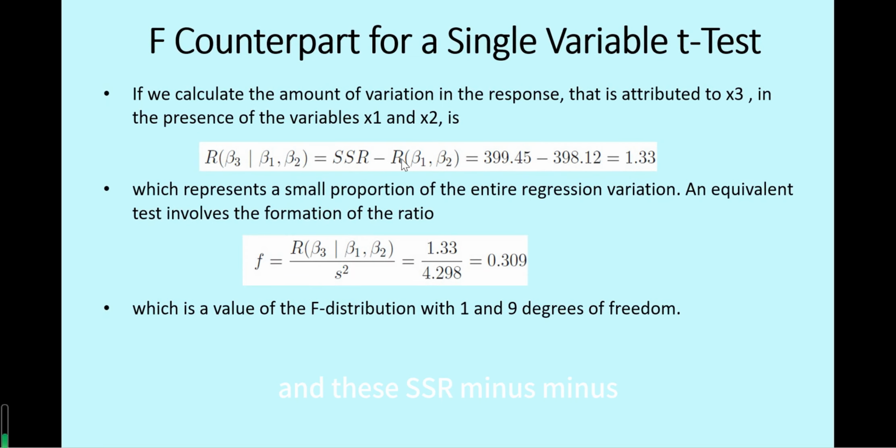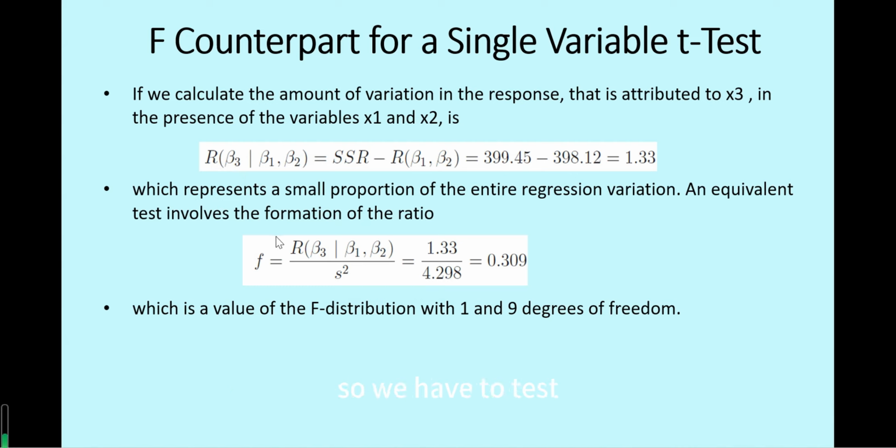And this SSR minus another SSR, which we call R beta 1 beta 2. R beta 1 beta 2 is a model that does not have variable 3, only variable 1 and variable 2. So the difference of the variation explained by these two models is the contribution of the variation explained by only variable 3. This term is about 1.33. So this is actually a very small proportion of the entire regression variation explained by this variable's inclusion.